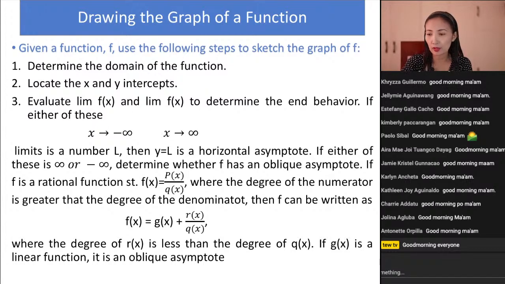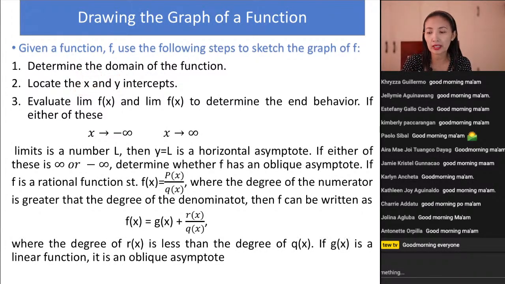Okay, so let's begin with identification of the steps. So let's enumerate the steps first for drawing the graph of a function. Number 1, determine the domain, the set of all possible x values. And then number 2, locate the x and the y intercepts. So we also have to determine at which point the graph will cross the x-axis and at which point the graph will intersect the y-axis. So that's determining the x and y intercepts.